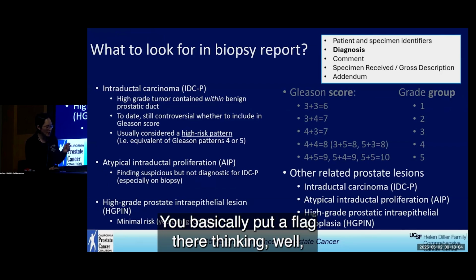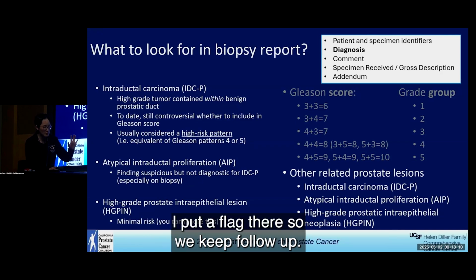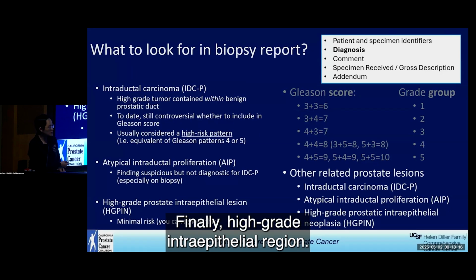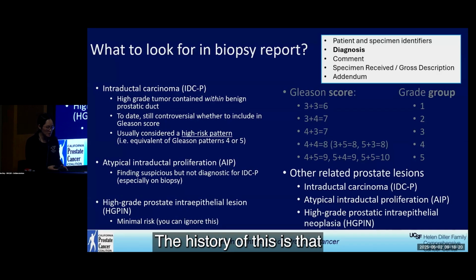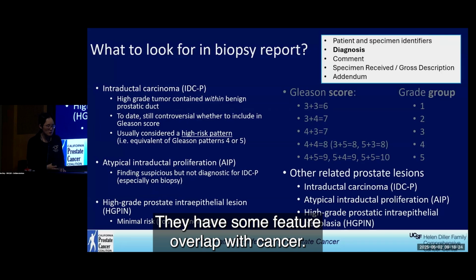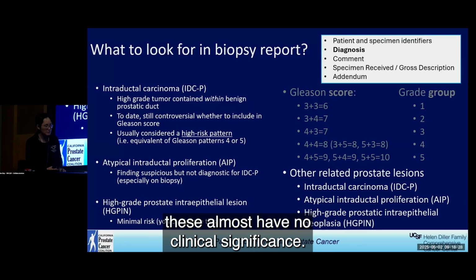So you basically put a flag there thinking, well, I'm worried this patient might have a high-risk pattern, but I'm not that sure. So I put a flag there, so we keep follow-up. And this is pretty much only applicable in biopsy. And finally, high-grade intraepithelial lesion. So the history of this is that this is considered a pre-cancer lesion. They have some features overlapping with cancer, but nowadays we know these almost have no clinical significance.